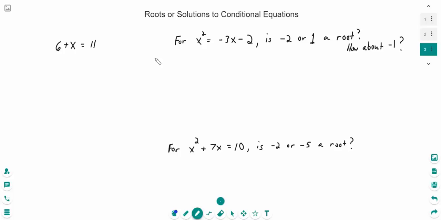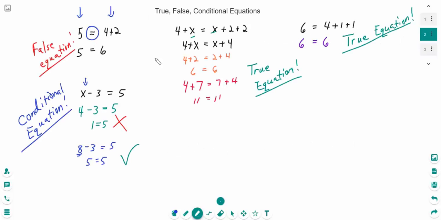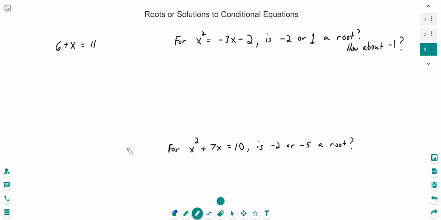And you'll find much of algebra is spent trying to figure out what values for x will make the conditional equation a true equation. That's really what we're trying to do. We're trying to take a conditional equation and decide what values for x will make this conditional equation true. That's what we're interested in. All right? So let's think about this for a second.